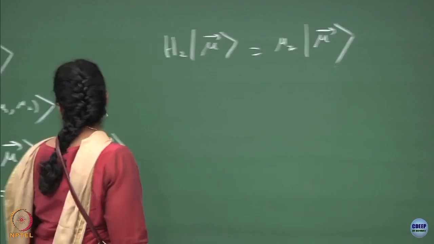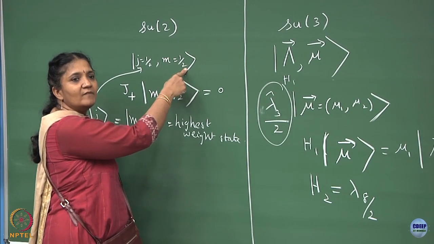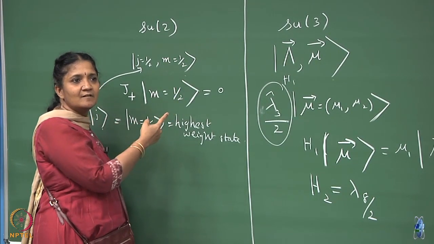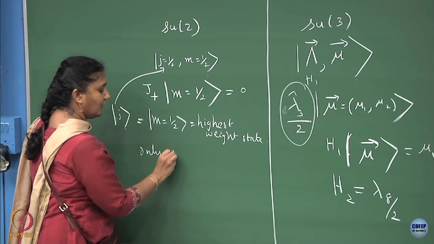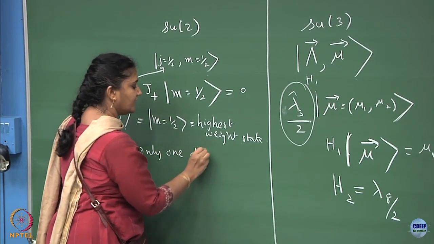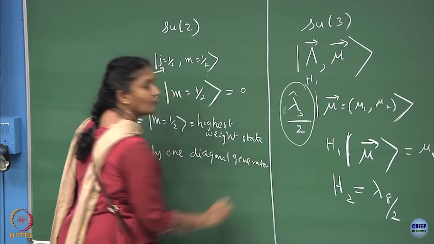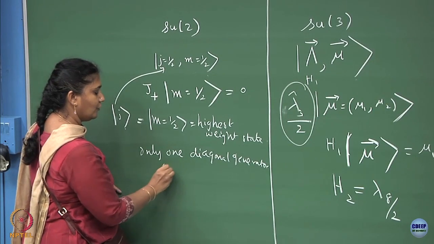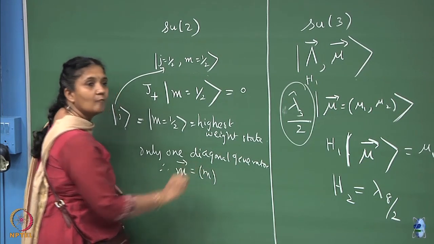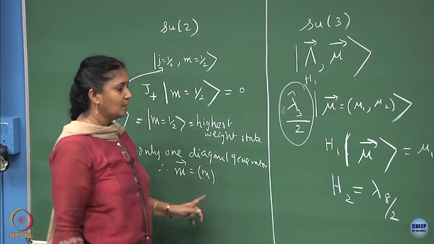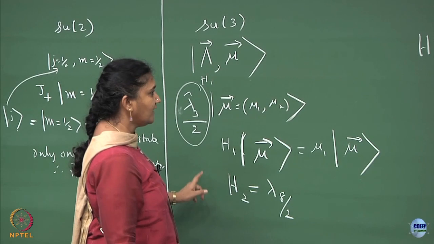Okay. So, here m is a number, it has only one component, the weight vector is also just a weight. Reason is there is only one diagonal generator. Okay. So, that is why therefore, m is just one component. Clear? Here H1 and H2 are two diagonal generators.